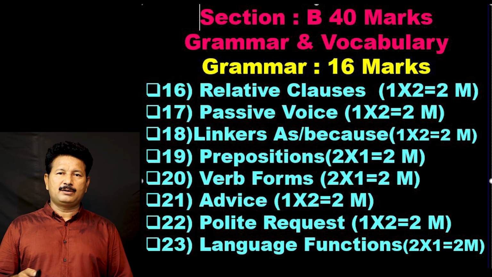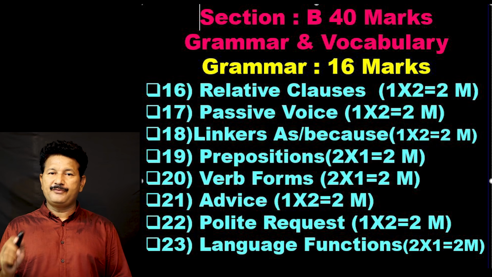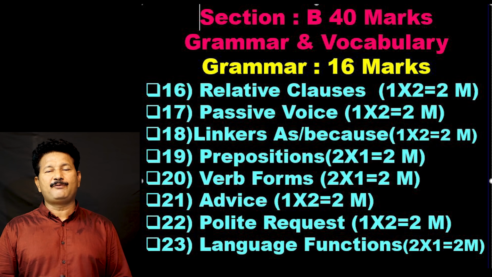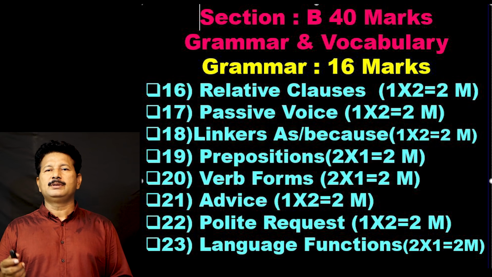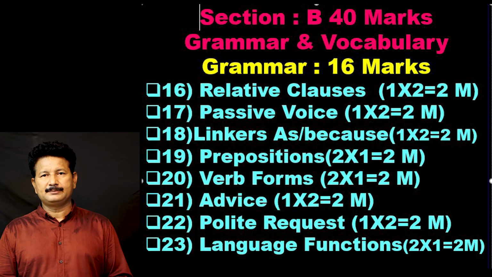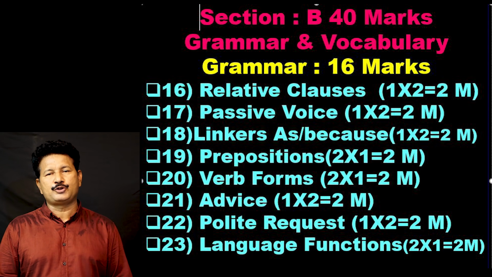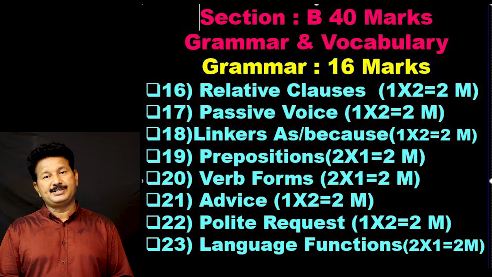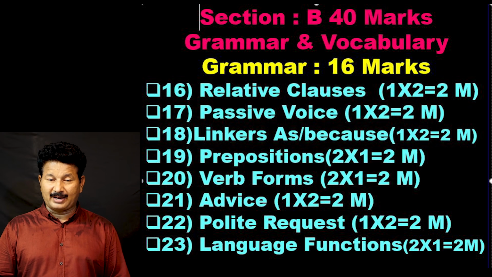So we have unit 3, unit 2 and unit 5 as the reference for verb forms, and most probably we will get verbs related to simple past, past perfect and present perfect. Sometimes we may get questions from simple future also, that we will see in detail later on. And now question numbers 21 to 23 are all about language functions.